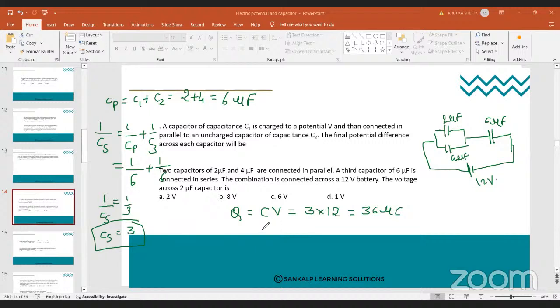But what they are asking is the potential or the voltage across the 6 microfarad capacitor. So this is equal to 36 divided by 6. So 36 divided by 6 is how much? It is 6 volt. Simple one. See, if anybody is not getting it, please ask.